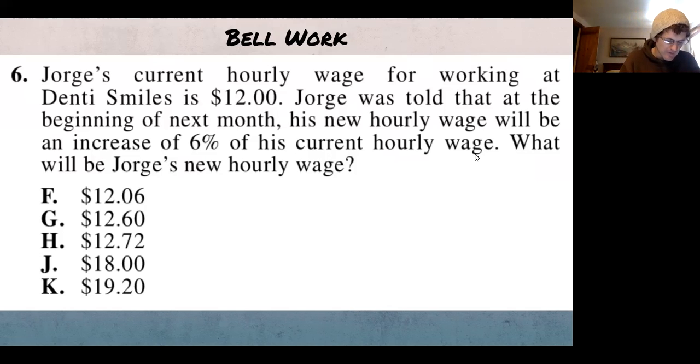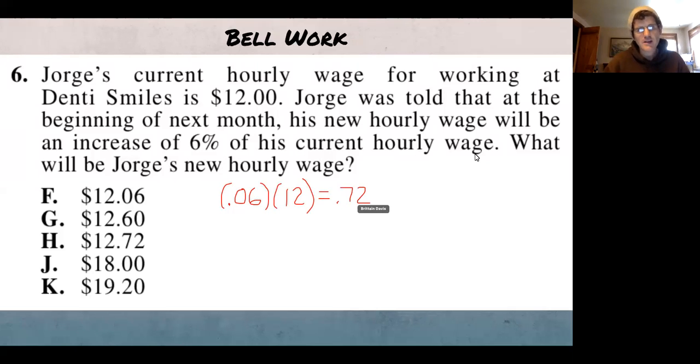We know that 6%, hopefully we realize that's the same as 0.06. Remember, a percent is just saying how many hundredths we're talking about. So 6 hundredths is 0.06. And I can multiply that times 12. So $12 per hour. And when I do that, I will get 0.72.